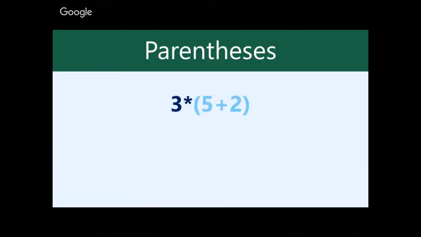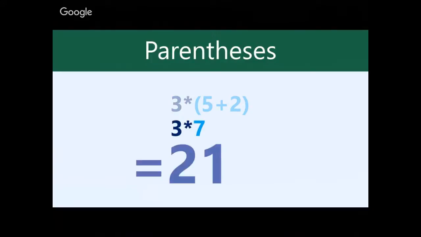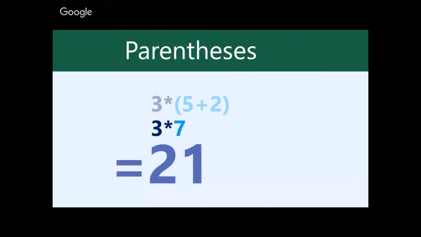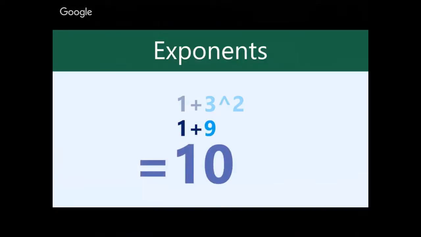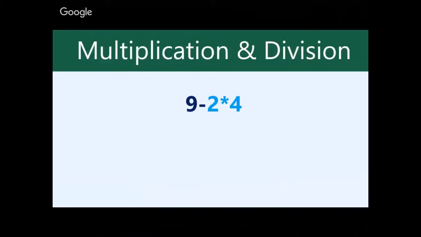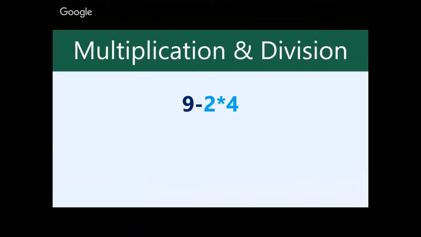Let's take a closer look. In this formula, 5 plus 2 is in parentheses, so we'll calculate that first to get 7. And then we can just multiply 3 times 7 to get 21. This formula contains an exponent, 3 to the power of 2. We'll need to calculate that first, and then we can do the addition. If you have multiplication or division, that'll come next. Here we multiply 2 times 4 to get 8, and 9 minus 8 equals 1.